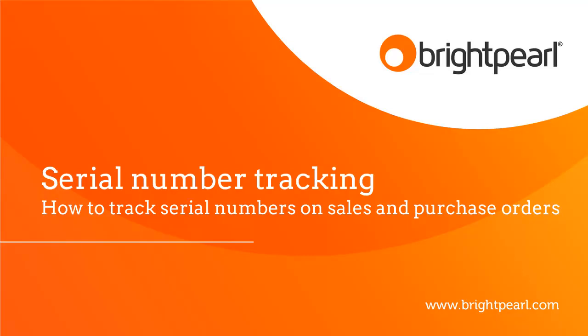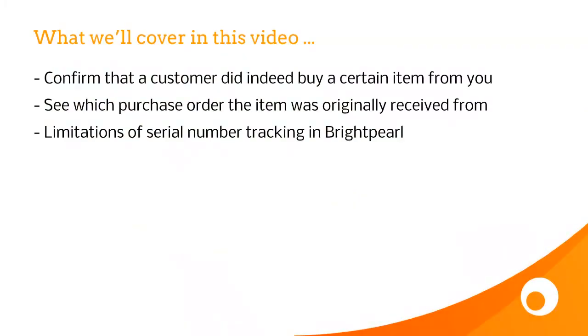This is a short video that shows you how to track product serial numbers on sales and purchase orders. So we're going to focus on the workflow that's primarily based around warranties. We're going to confirm that a customer did indeed buy a certain item from you. We're going to see which purchase order the item was originally received from. And then we're going to look at the limitations of serial number tracking in Brightpearl.